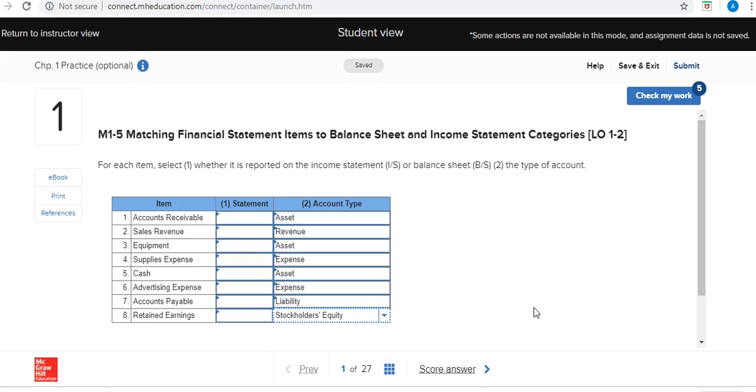Okay, now let's go to part 2. In part 2, we're asked to identify whether the items that they've given us appear on the balance sheet or the income statement. So let's take just a brief moment to review our formulas.